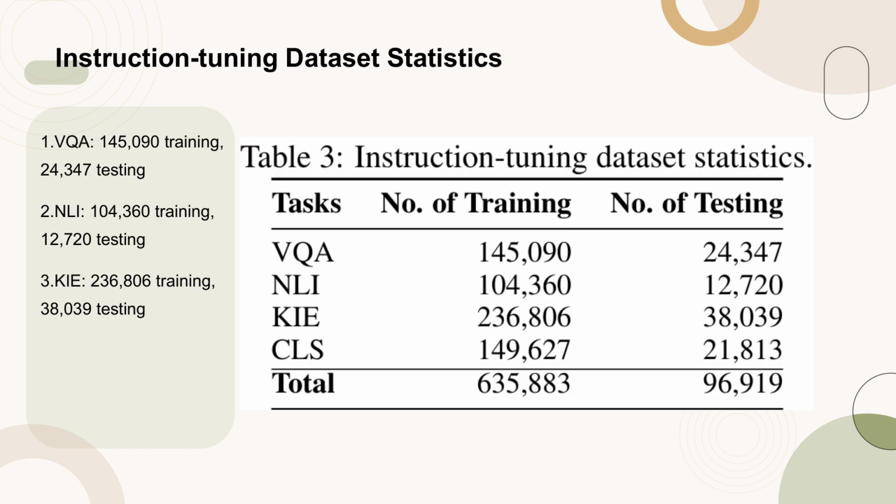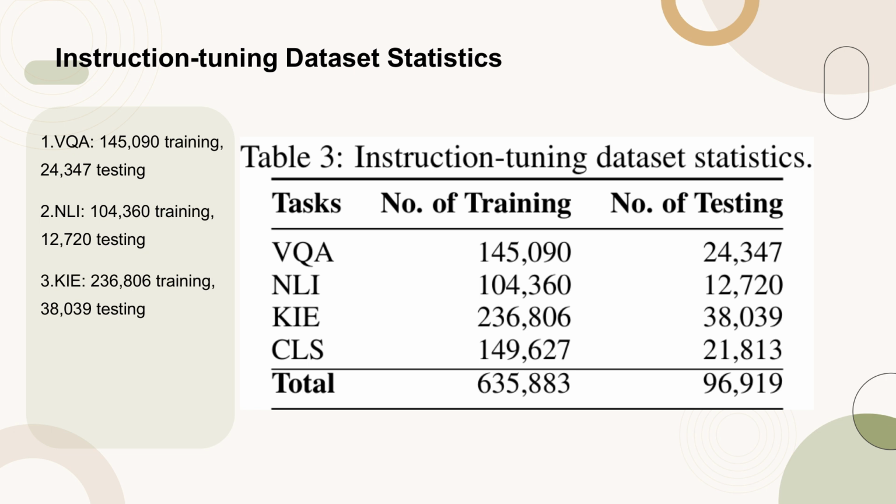Table 3 provides a detailed breakdown of the datasets used for instruction tuning across various tasks in Document AI. The tasks include visual question answering, VQA, natural language inference, NLI, key information extraction, KIE, and classification, CLS. The table highlights the number of training and testing instances for each task, showing a total of 635,883 training instances and 96,919 testing instances across all tasks.